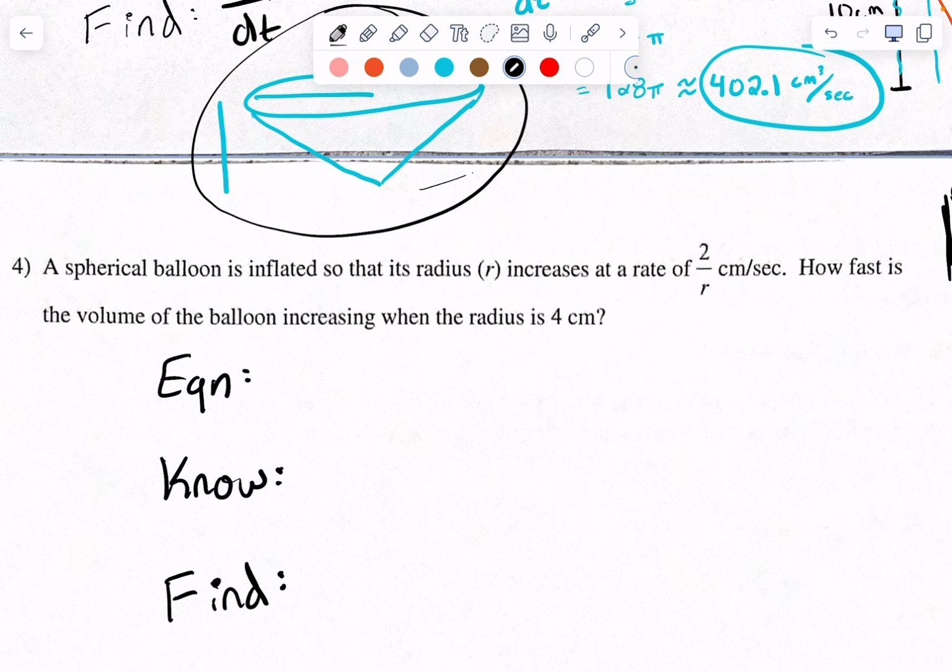Okay. You guys can do this. This one's an easy one. I love spheres. Spherical balloon, and we're talking about volume. So the equation is 4/3 pi r cubed. Do you have to use the product rule? No. You guys can do this one. Go. I'll give you a 20-second head start.